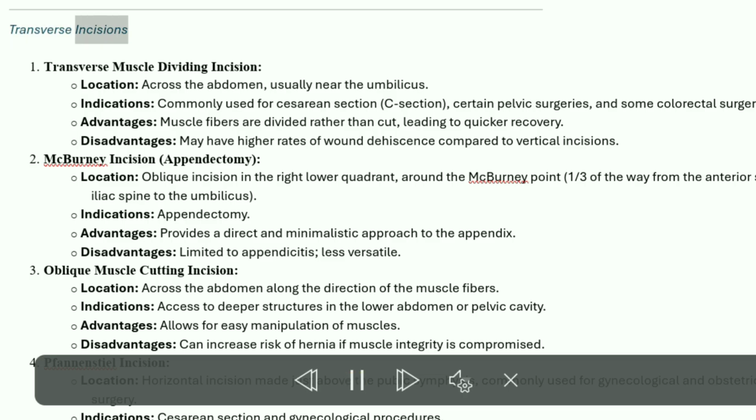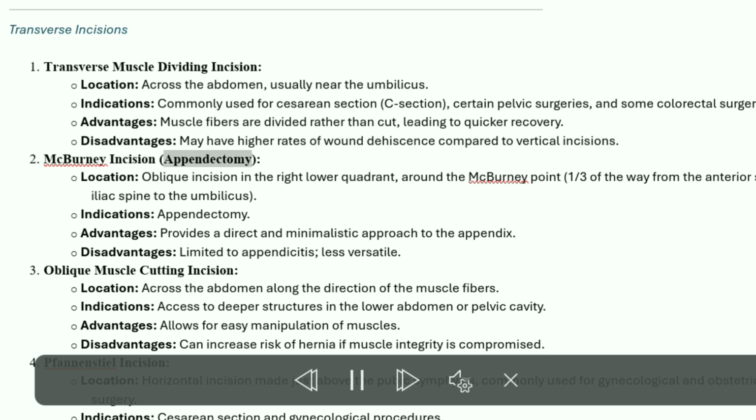Transverse incisions. Transverse muscle dividing incision. Location, across the abdomen, usually near the umbilicus. Indications, commonly used for cesarean section, C-section, certain pelvic surgeries, and some colorectal surgeries. Advantages, muscle fibers are divided rather than cut, leading to quicker recovery. Disadvantages, may have higher rates of wound dehiscence compared to vertical incisions.